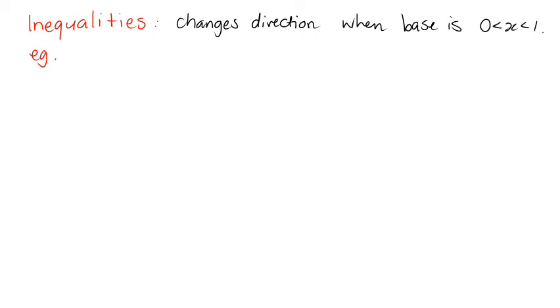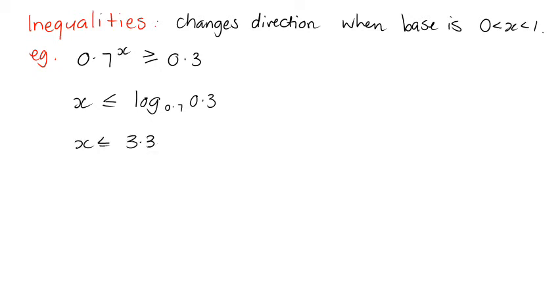Okay, so for example, we've got 0.7 to the x greater than or equal to 0.3. So you would solve this by just taking the 0.7 across, and that becomes your base of your log. But because it's between 0 and 1, the inequality changes direction. So it's now going to go that way. And that is something that you would do on the calculator. 3.38.